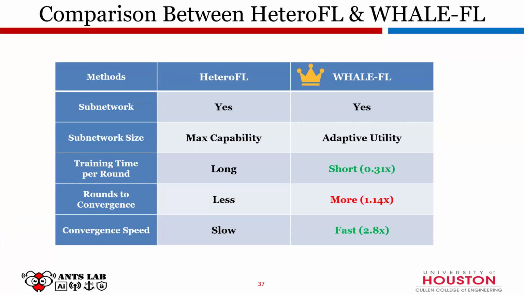In terms of rounds to convergence, HeteroFL takes fewer rounds to converge because it has a larger size, while WHALE FL needs slightly more rounds to converge. However, as we know, training time is equal to training time per round times the rounds to convergence. The final convergence speed is actually still faster for WHALE FL than HeteroFL. So overall, our work is shown to be efficient and beneficial to the subnetwork size assignment.